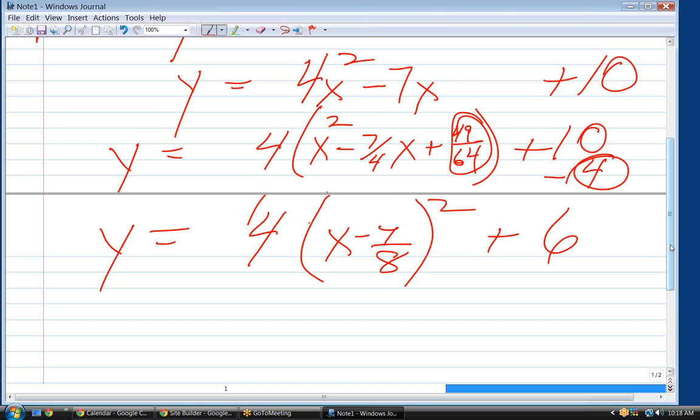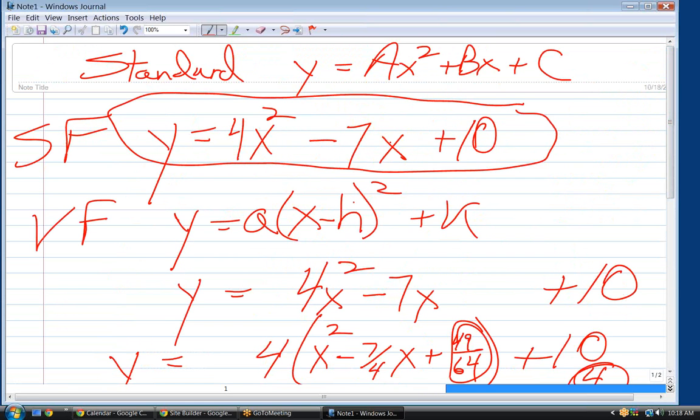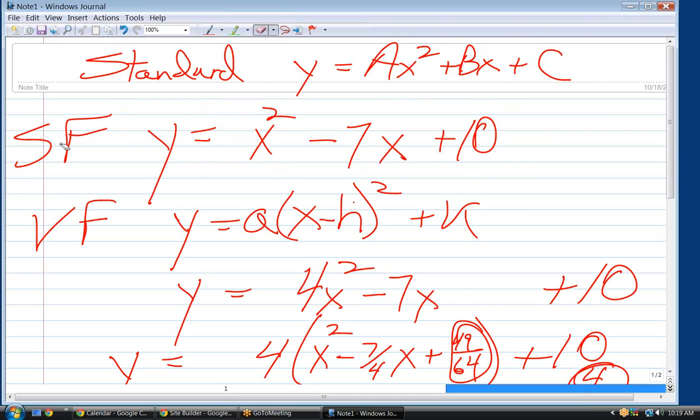So no matter how complicated your original standard form is, you can always do this: factor out the coefficient of x squared and then take half of that and complete the square. In other words, you can always get it into vertex format. Now, let's talk about getting standard format into x-intercept format.